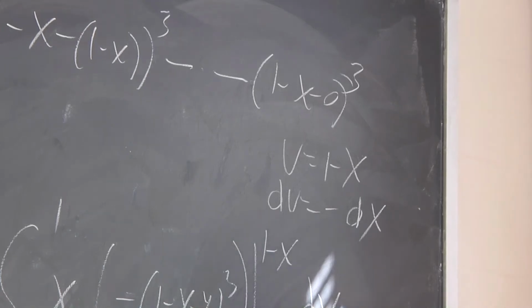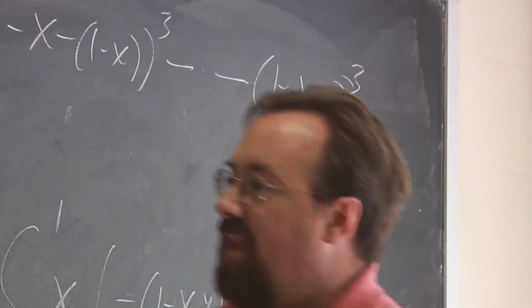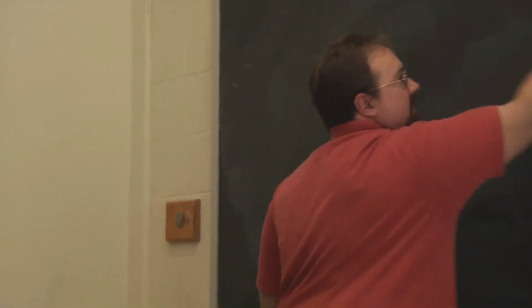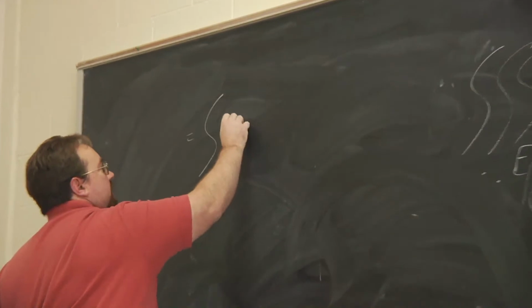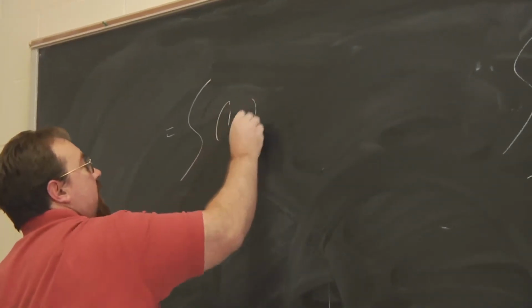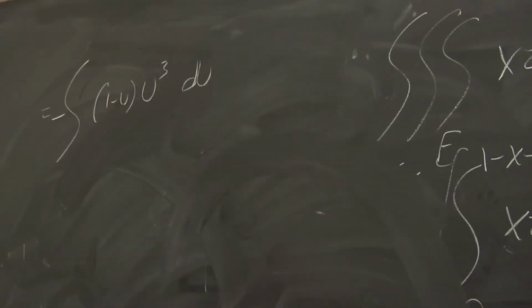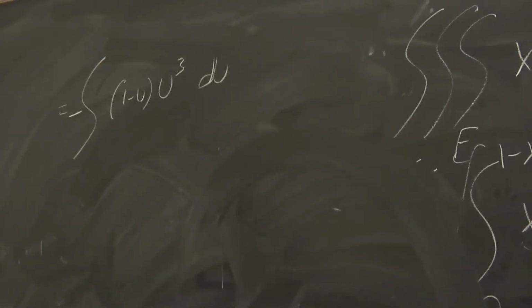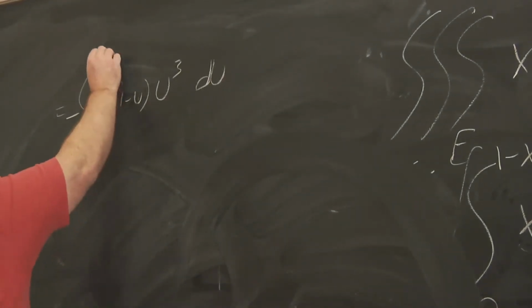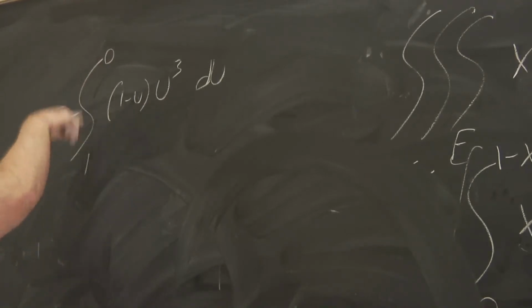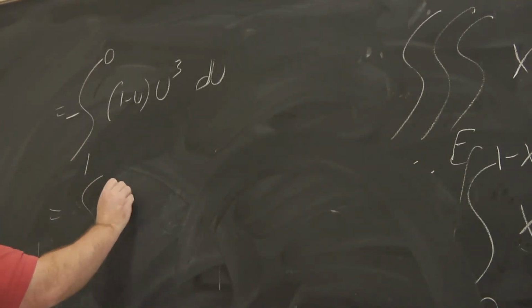So now what we're going to get, x is going to be 1 minus u, and then we'll have u cubed du. We have a minus, but when x is 0, u is 1. When x is 1, u is 0. So let's flip the limits and change the sign.